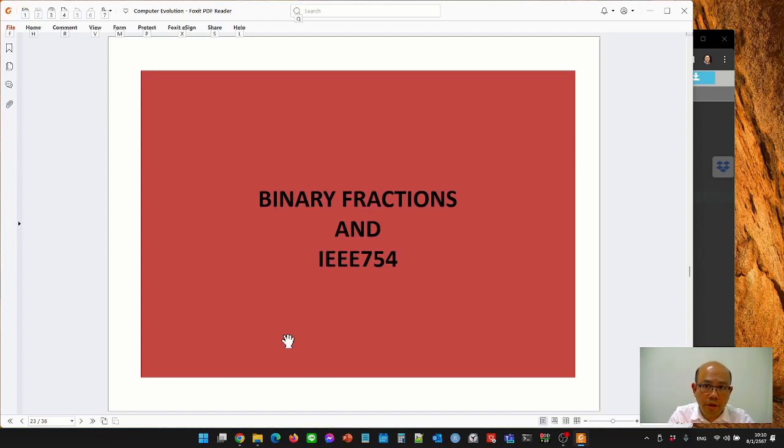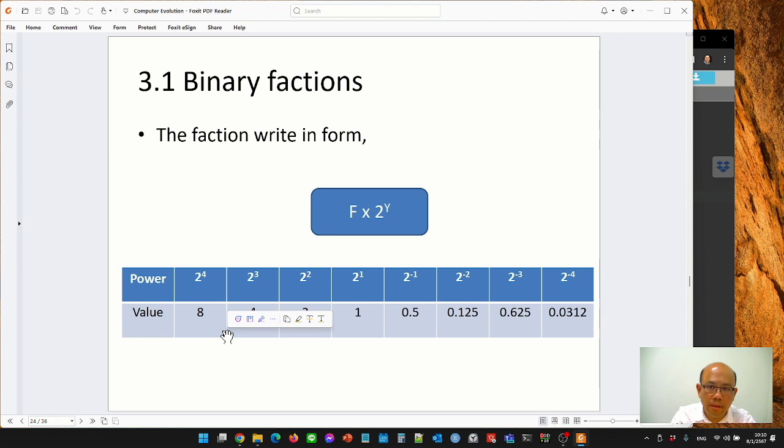Now in this topic, we learn about binary fractions and IEEE 754. What are binary fractions? When you write in binary form, you write digits like 0, 1, 0, 1, 0, 1, 1, 1. This is binary. You can convert the binary form to an integer or decimal value.